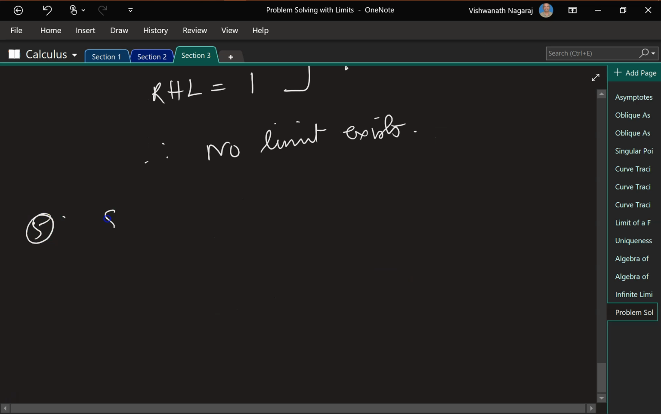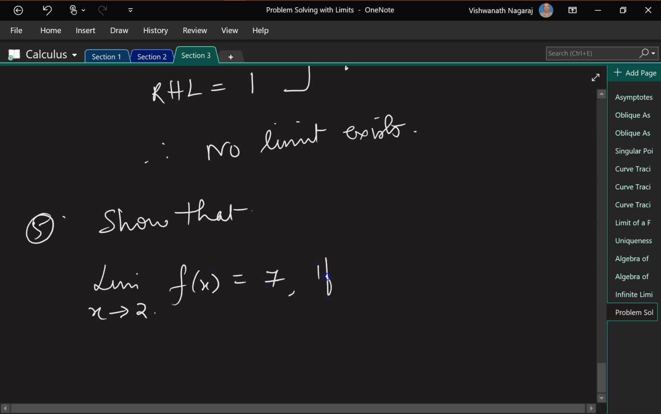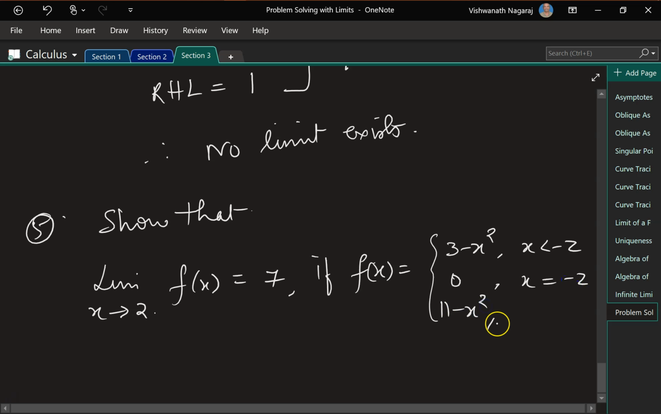Let's look at the fifth one. Show that limit as x approaches 2 of f of x is equal to 7 if f of x is equal to, depending on the condition, 3 minus x square if x is less than minus 2, 0 if x is equal to minus 2, and 11 minus x square if x is greater than minus 2.